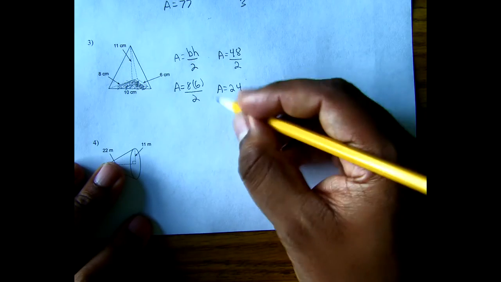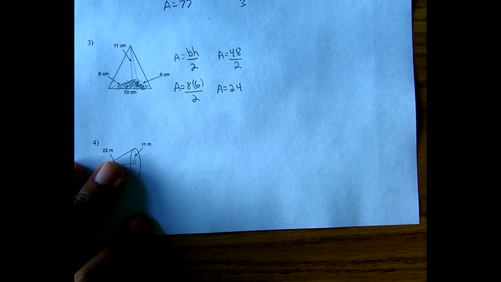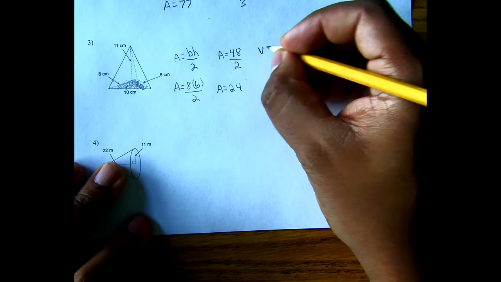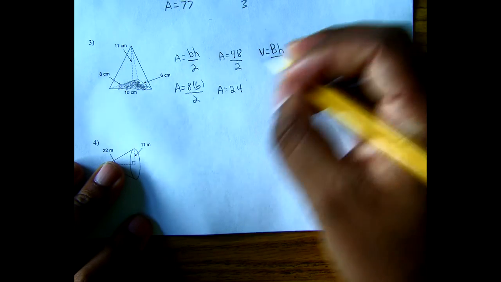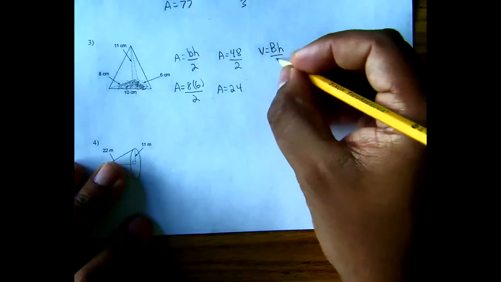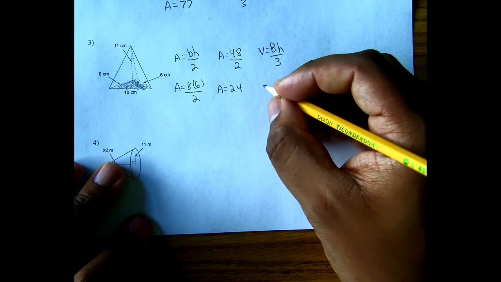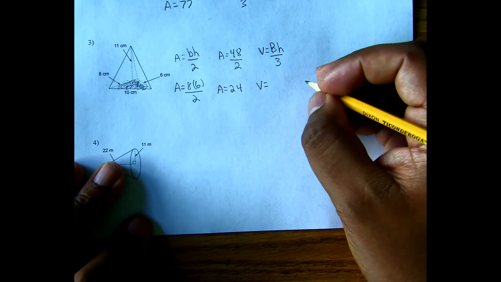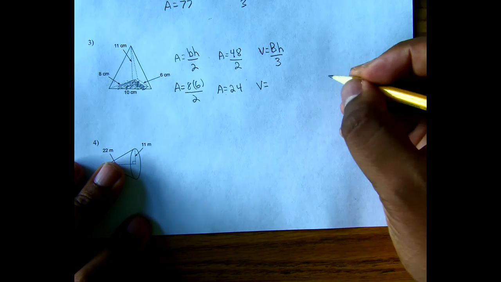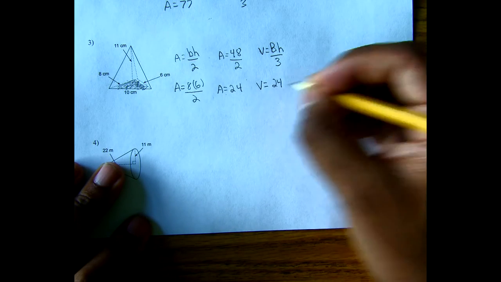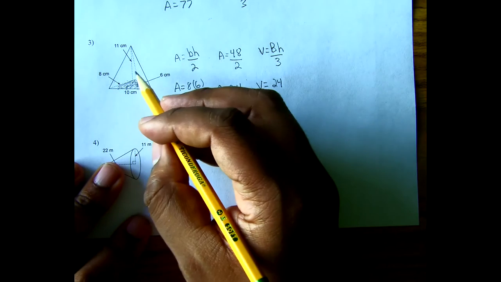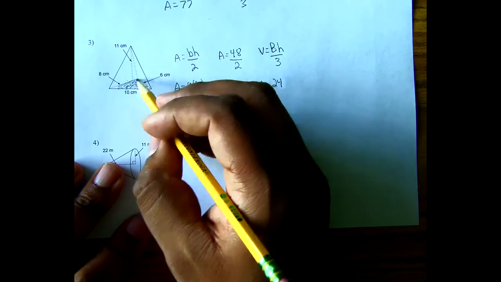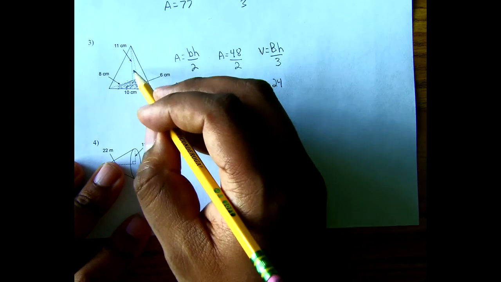And now we have our area that we're going to use as our big B, our big base, and use it to plug into the volume. So I'm going to write my volume formula. V is equal to base times height. And since this is a pyramid, we're going to divide by 3. So the big B is the same as the area, so that's going to be 24 times the height. The height in this case, since it's going from our triangle straight up to the point, is going to be 11.